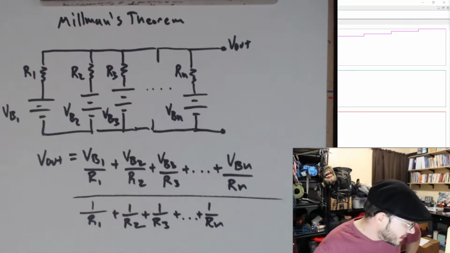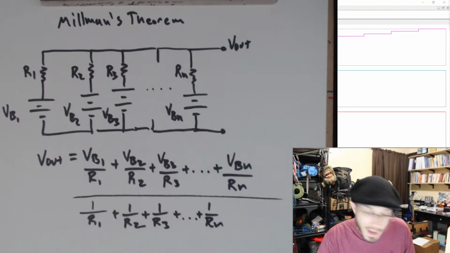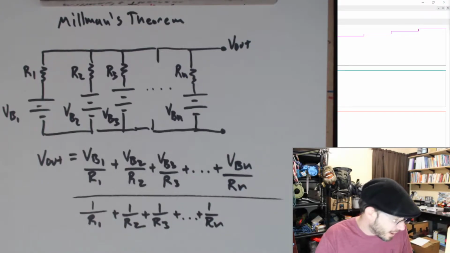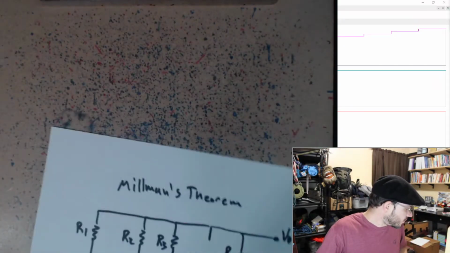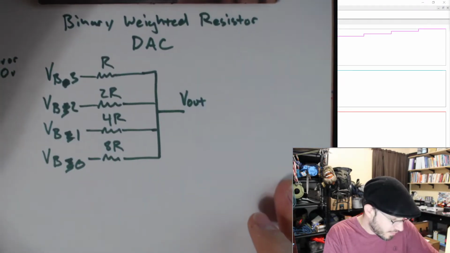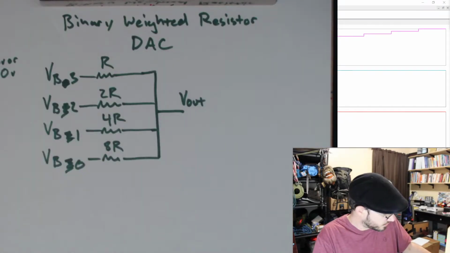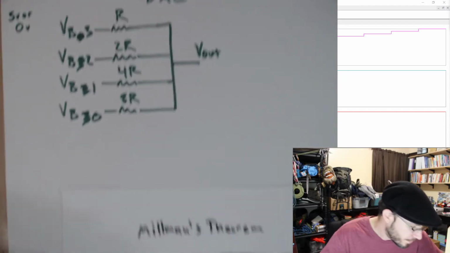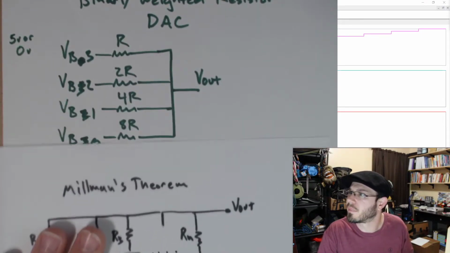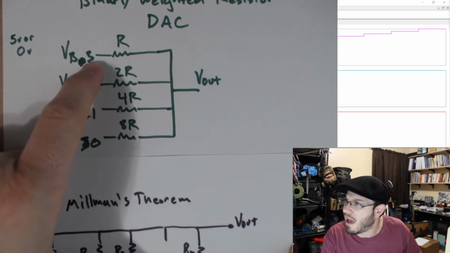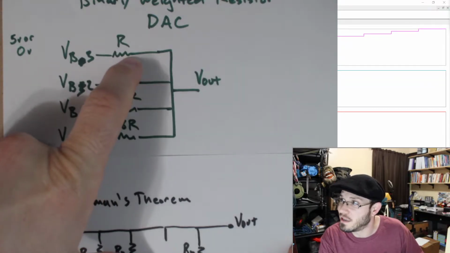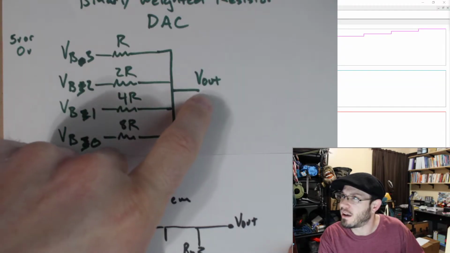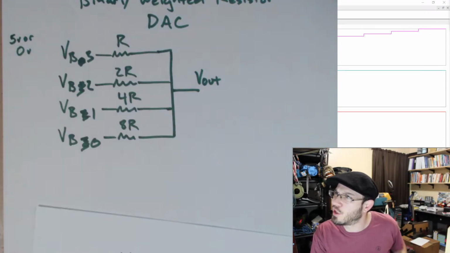Now, Millman's theorem ends up being probably the easiest way to go ahead and analyze our binary weighted resistor DAC, and I'll show you why. Here's what we had before for our binary weighted resistor DAC. And if you think about it, what I have here is a voltage. So VB3 is a voltage source, and it's in series with this resistor, and V out is here. So actually we can just take this and turn this around.